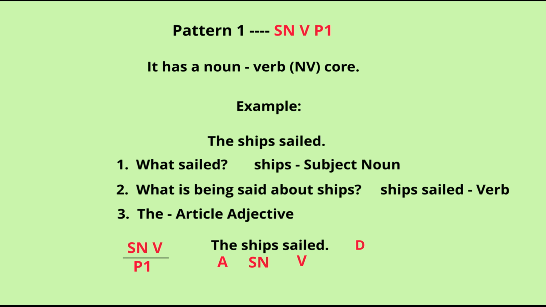The is an article adjective. We have already learned about article adjectives. The, a, and an are article adjectives, right? So let's classify this sentence. The ships sailed. So the is the article adjective, ships is the subject noun, and sailed is the verb. So this pattern is subject, noun, verb P1, SNV P1. So this is pattern 1. And what kind of sentence is this? How can you classify this sentence? It is a declarative sentence, right?